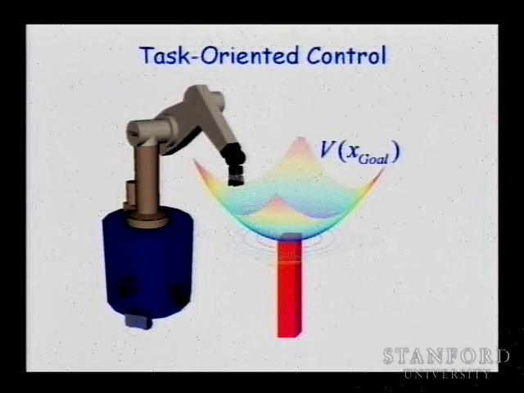And at the initial configuration, you have no commitment about the final configuration of the arm. You are just applying the force towards the goal and you are moving towards the goal. So simply by creating a gradient of a potential energy, you will be able to move to that configuration. And this is precisely what we saw in this example.